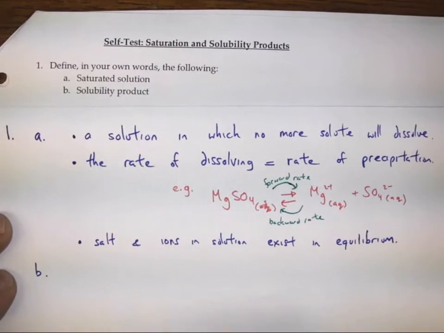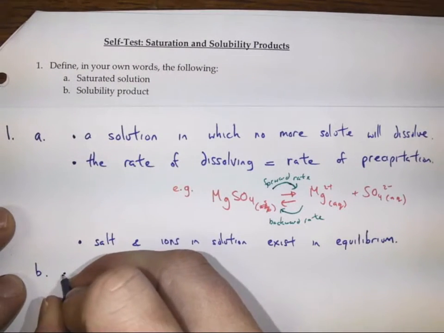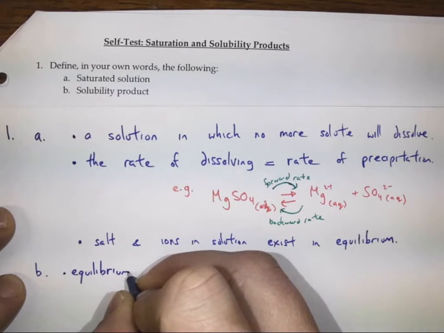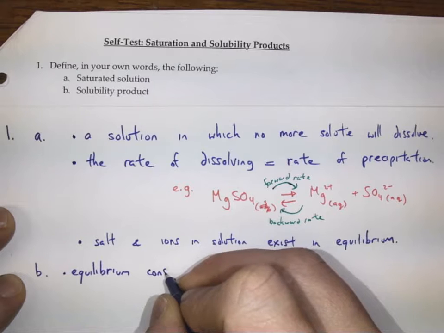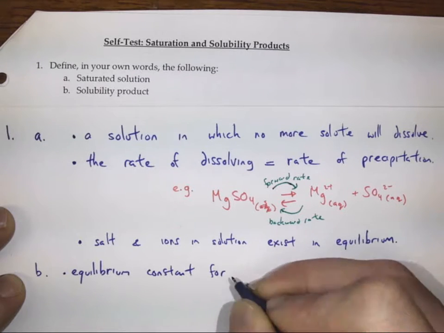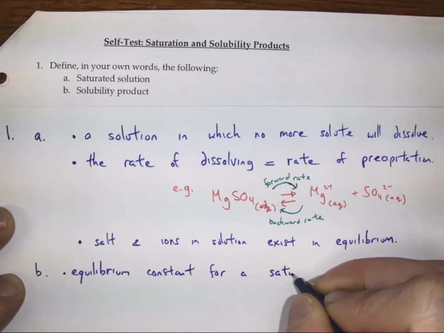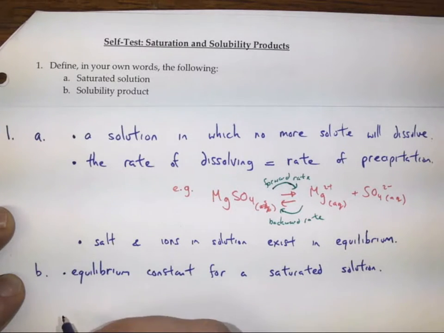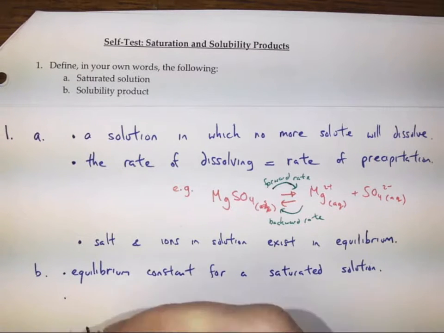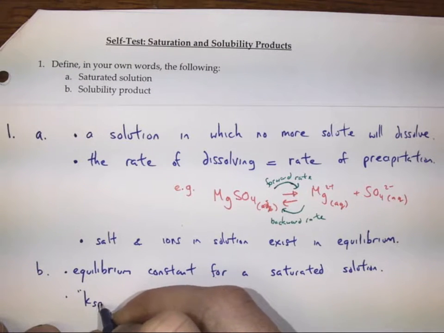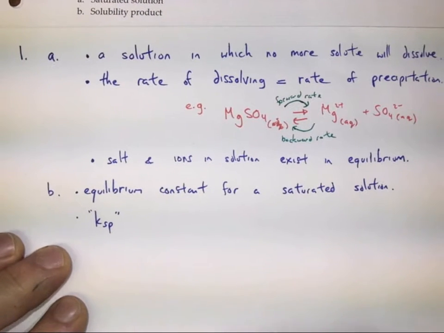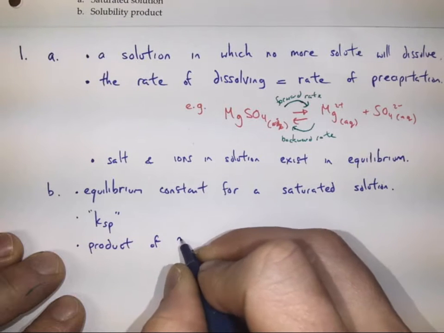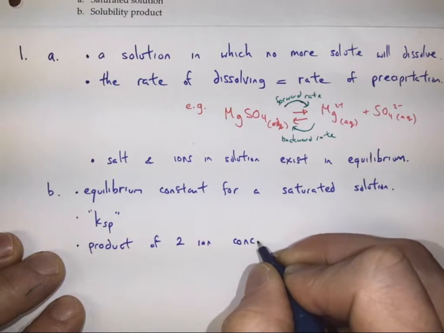All right, next, a solubility product. A solubility product is the equilibrium constant for a saturated solution. It has the abbreviation Ksp, and is usually a product of two ion concentrations.